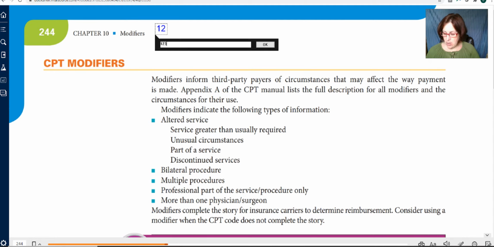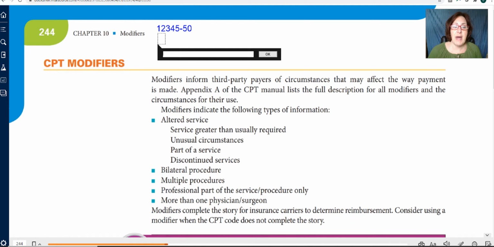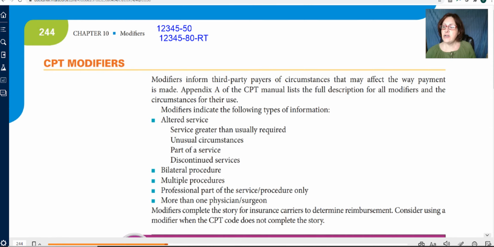So your CPT code is 5 digits, no punctuation, no decimals, no letters, okay? And a modifier is an add-on, and it'll look like this when you write it on. So that 50 would be a modifier, okay? You can actually have more than one modifier. Actually, I'm going to take off the 50. I'm going to say 80, and I'm going to say this. So sometimes modifiers have letters. Sometimes they're numbers, and sometimes they're a combination. And we'll look in a minute at the modifiers.